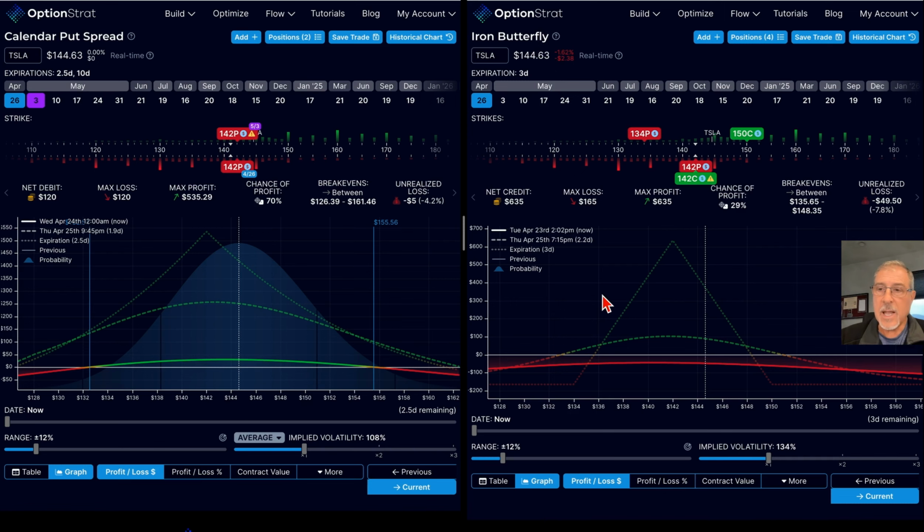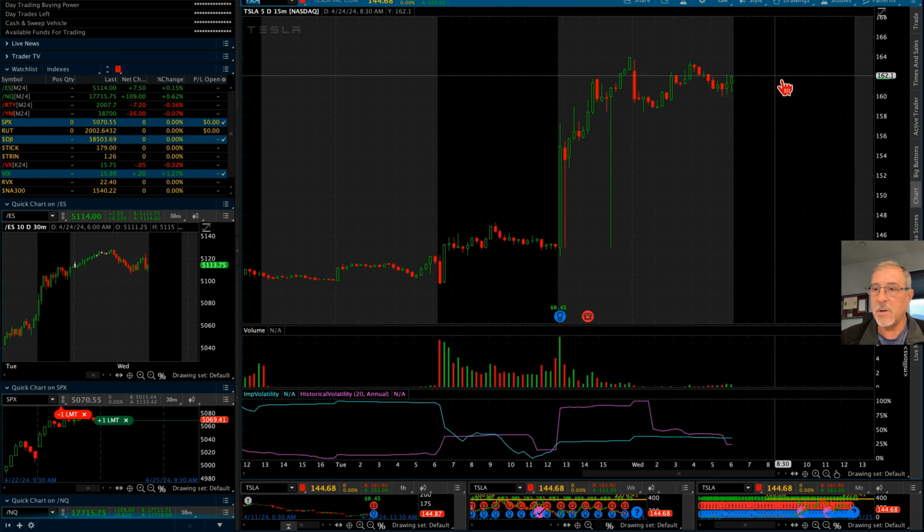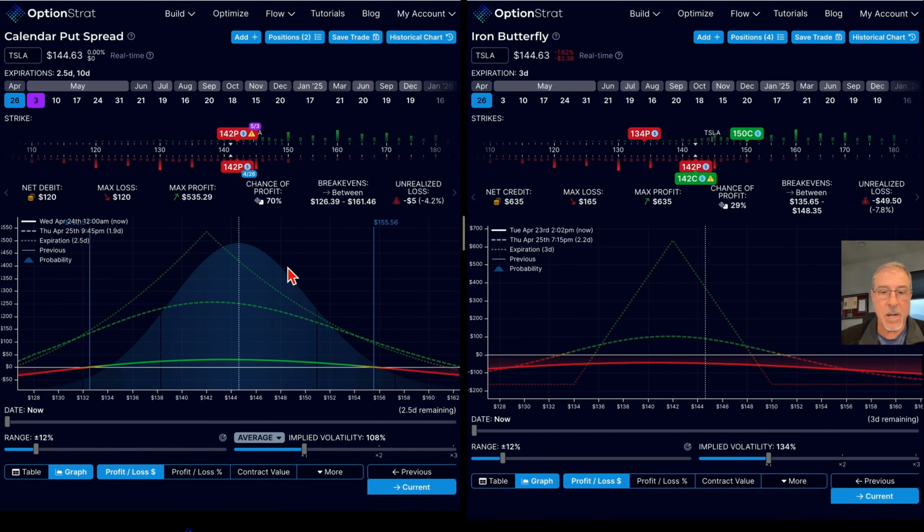Now, Tesla announced earnings last night. Price shot up dramatically from 144 to 162 right now. So if we look at our P&L diagrams, that's going to be way out here, which is going to be a loss on both of these trades.